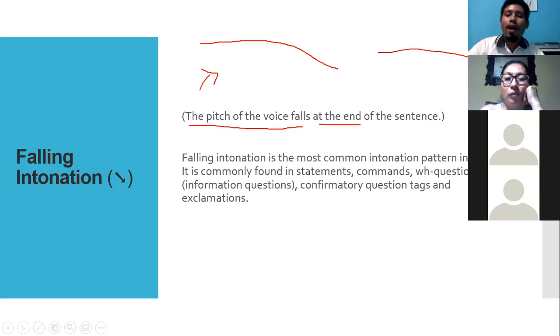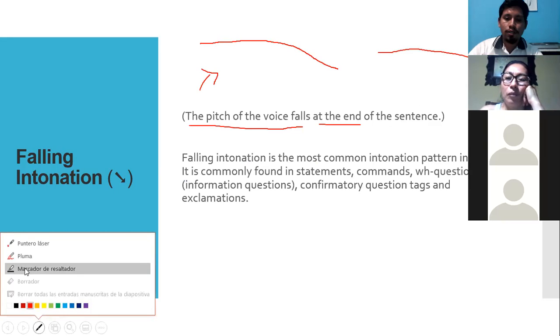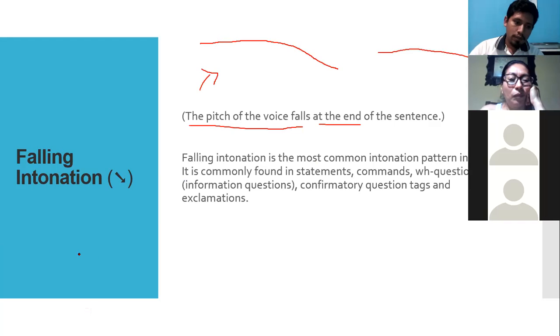What happened here? If we have a falling intonation, I will try to delete this, give me a second. Well, I'm going to use a different one. This arrow that I have here is going to give me a falling intonation. I start speaking flat, but I'm falling with intonation.